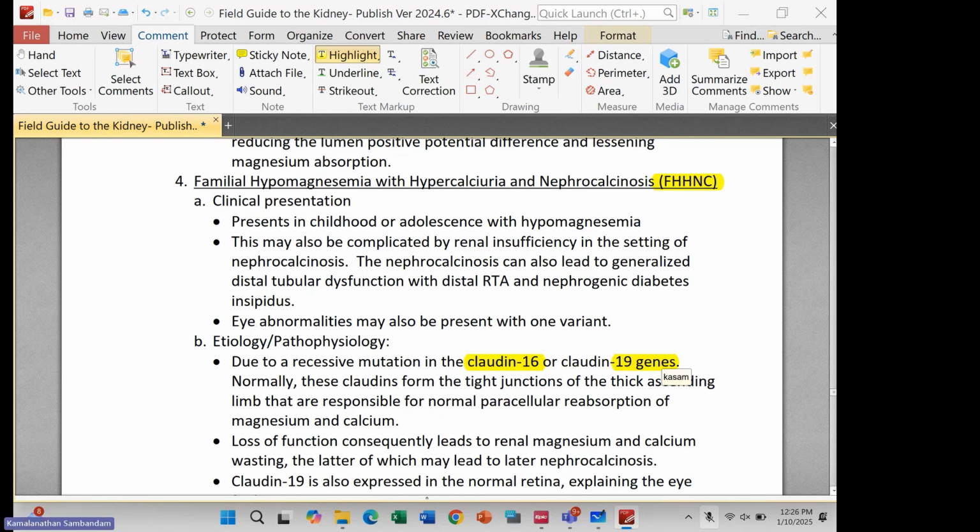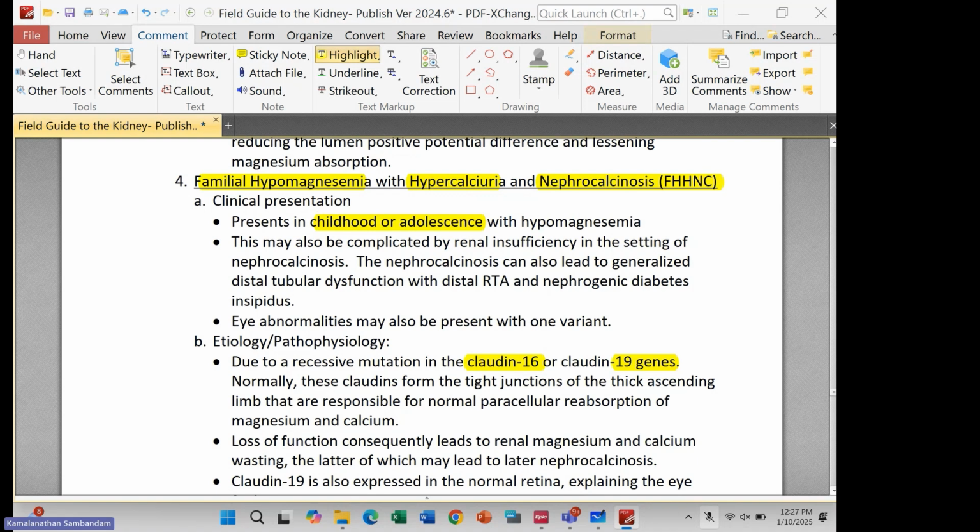But mutations in any of these claudins can result in this phenotype of hypomagnesemia with hypercalciuria and nephrocalcinosis. Okay, so this sustained hypercalciuria over the life of the individual results in this predisposition to nephrocalcinosis. So the name is very descriptive and helps with even phenotyping and understanding the physiology that underpins this form of magnesium wasting. Again, this is a genetic disease. It's not acquired. So it happens at the start of life.